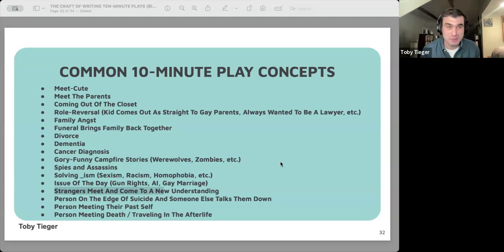Not saying don't write your play. Write your play. I've read great 10 minutes of literally every single play on this list. I'm just saying, think about what makes your play different from that general overarching subgenre. Knowing what they are is really helpful in knowing what other people are doing so that you can then create something that is slightly different.